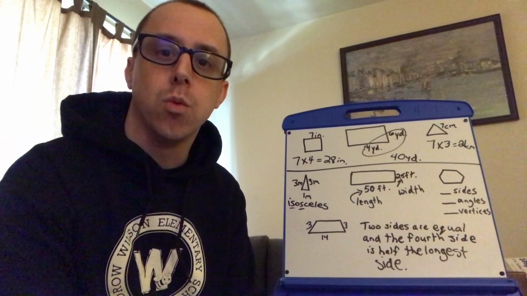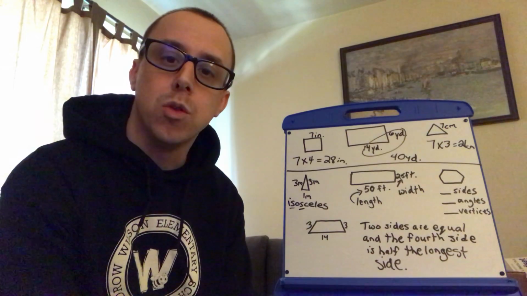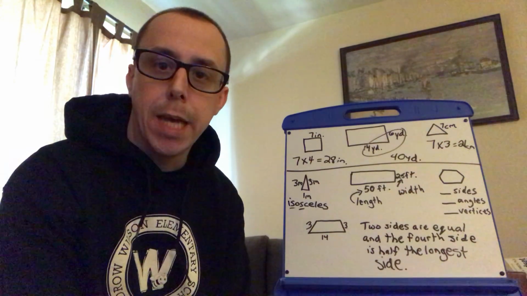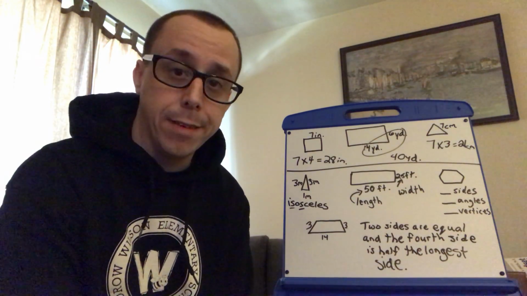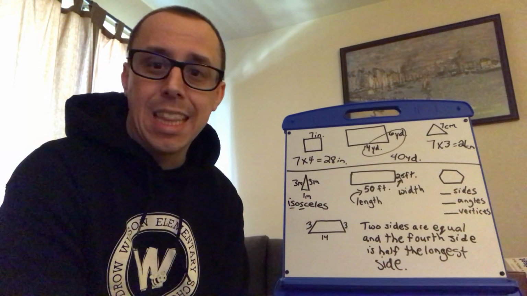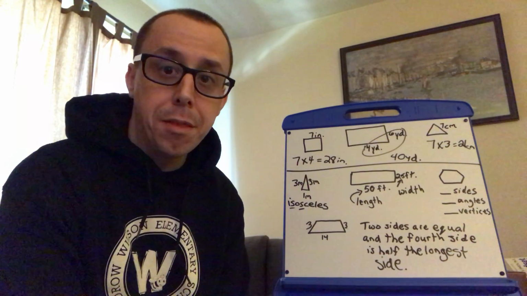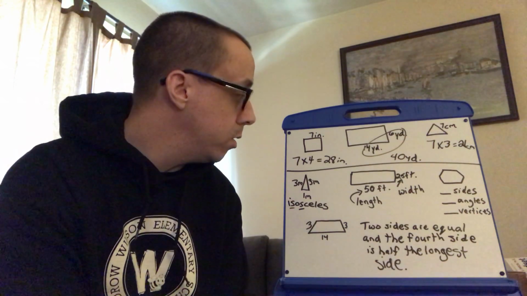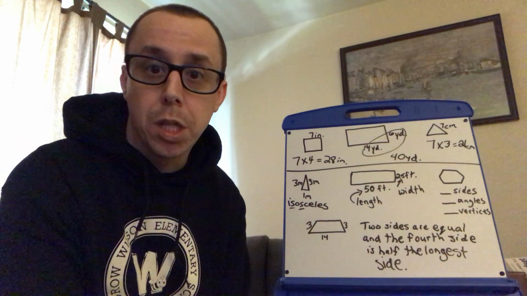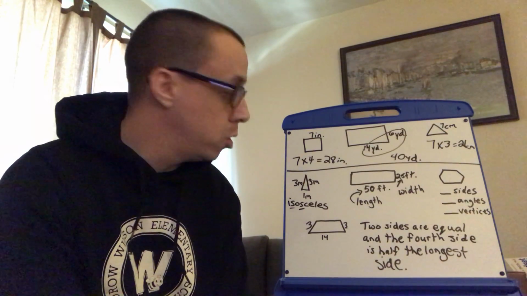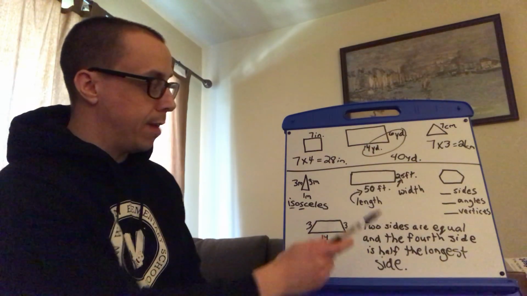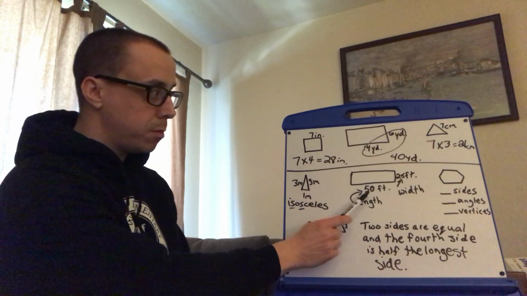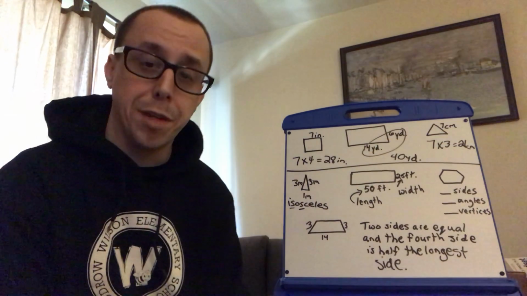You might see word problems today. In fact, you will see word problems today that ask you to figure out the perimeter of shapes by the description that they've given you, okay? So they talk about length and width. Length is how long a shape is, and width is how wide a shape is. The length is usually the longer measurement, and the width is the shorter measurement. Okay, so we have a length here of 50 and a width of 25.